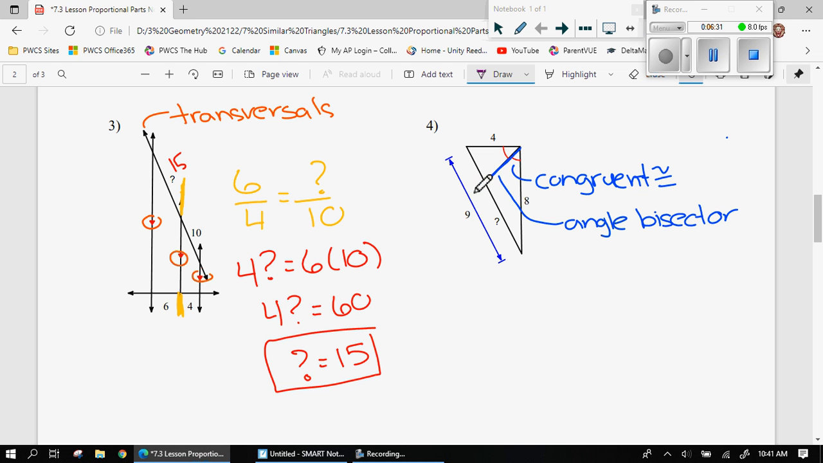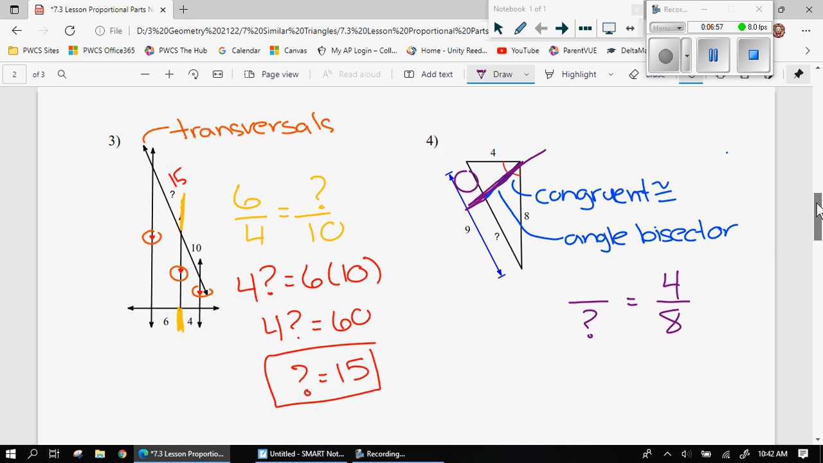So this angle bisector kind of serves as the fraction bar, just like this middle line served as a fraction bar, so I can kind of extend it. And so I have this fraction 4 over 8. And I have this fraction, I don't know the top here yet, but I know the bottom is question mark. So I need to figure out what that piece is so I can complete my proportion.